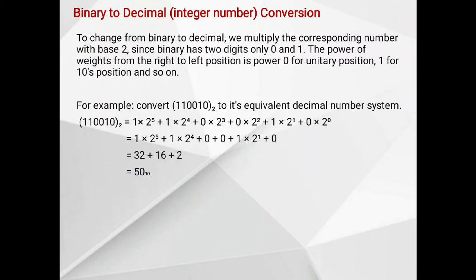Next we have binary to decimal. So we are converting the binary number to decimal. To change from binary to decimal, we multiply the corresponding number with base 2, since binary has only 2 digits. The power of the weights from right to left is power 0 for the unit place, power 1 for the tens place, power 2 for the hundreds place, and so on. Here we have to convert this binary number 110010 to a decimal number.